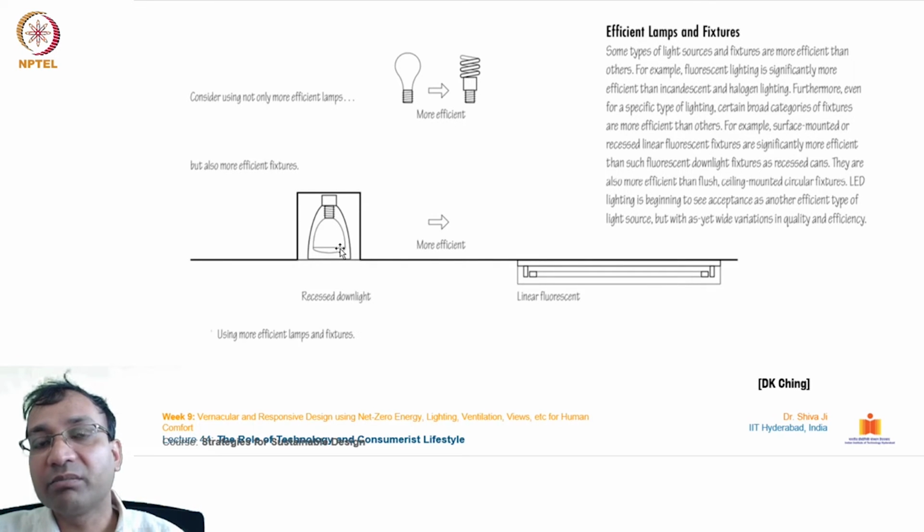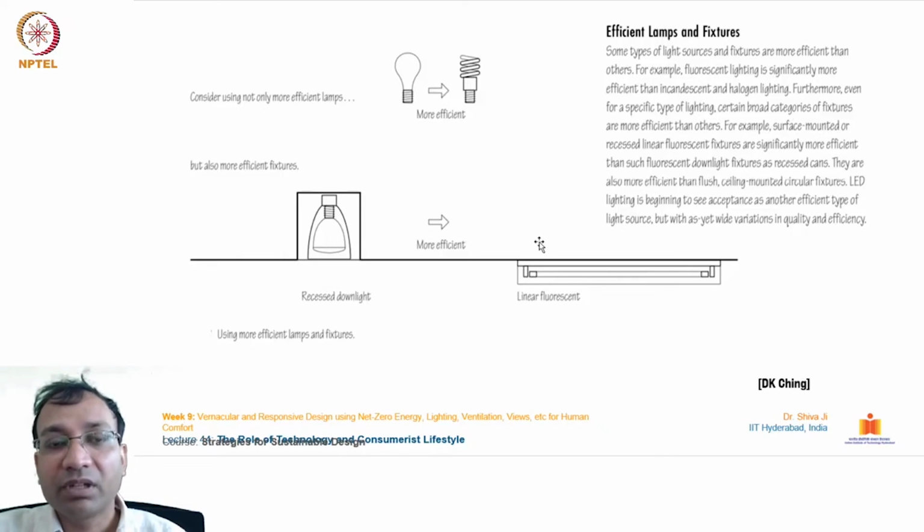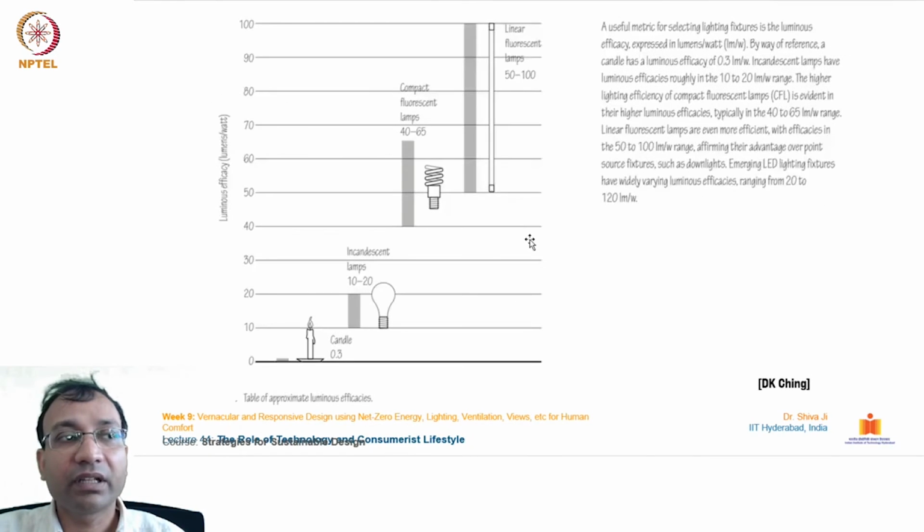It spills much light to the other neighboring areas. Compared to this, if we go for fluorescent tube lights, they scatter light to a wider surface area. So depending upon the space and application, we can choose these luminaires.